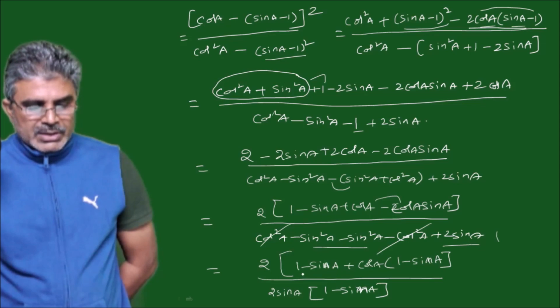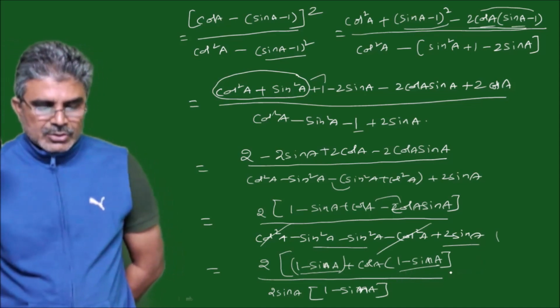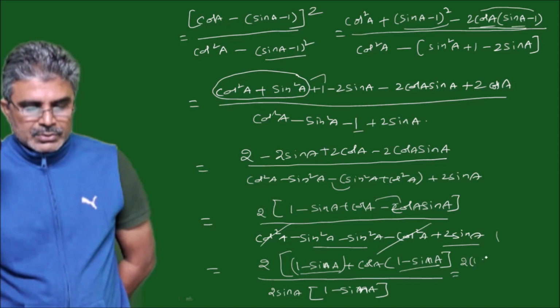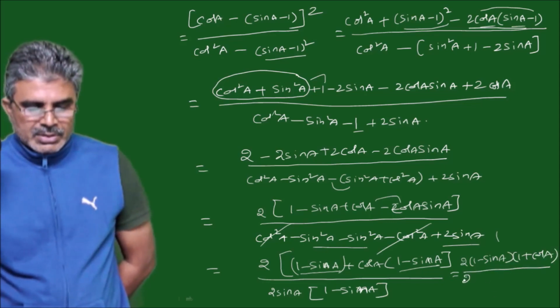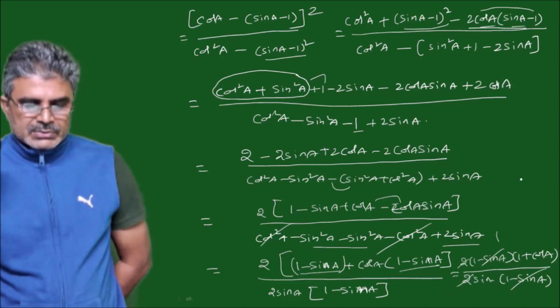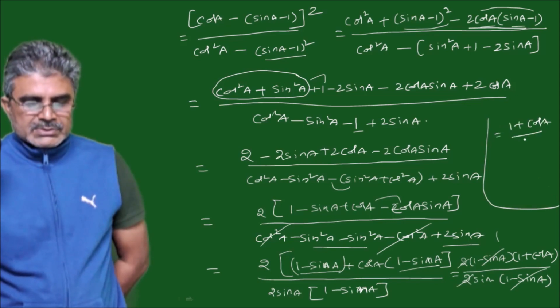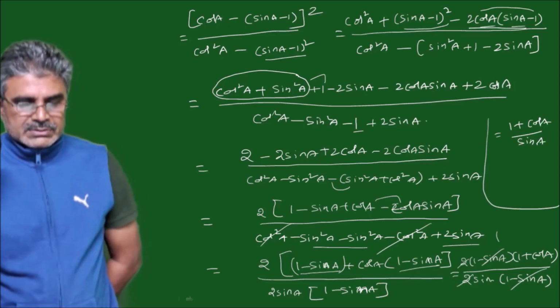So in the numerator, you see 1 minus sin A in this term and 1 minus sin A in this term, so if you bring 1 minus sin A as common, you will have 2 into (1 minus sin A) and (1 plus cos A) in the numerator, and in the denominator you have 2 into sin A into (1 minus sin A). This 1 minus sin A gets cancelled, 2 gets cancelled, so the remaining thing is 1 plus cos A by sin A, which is the RHS term.